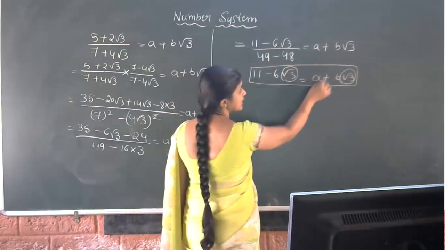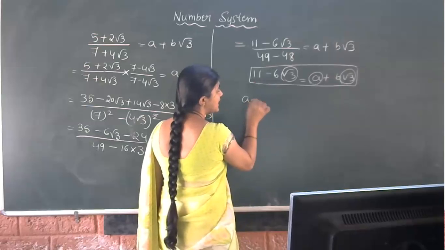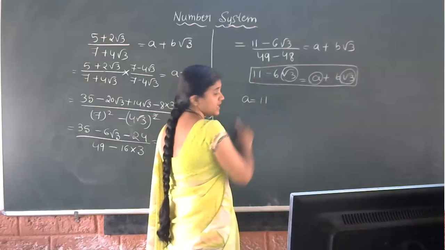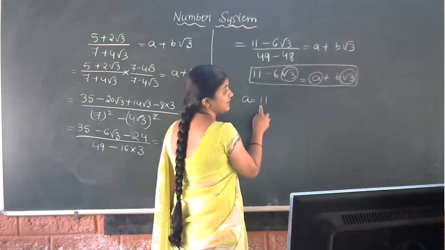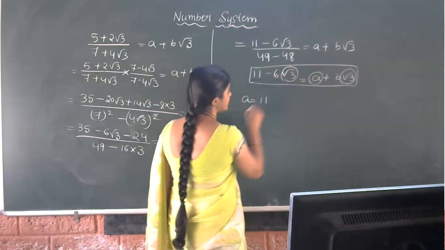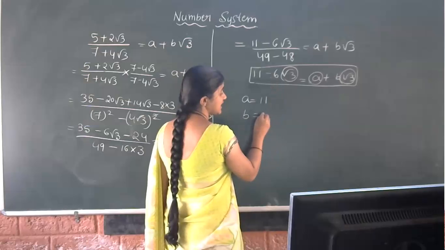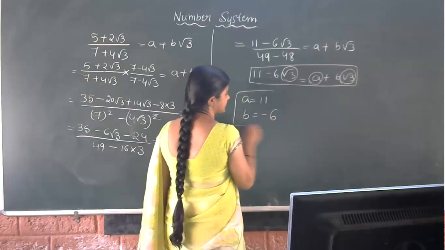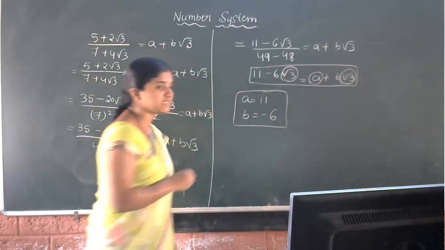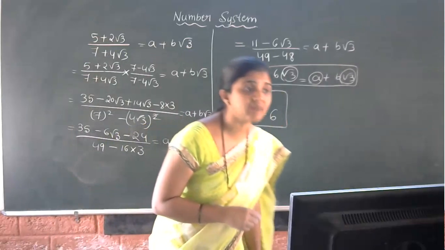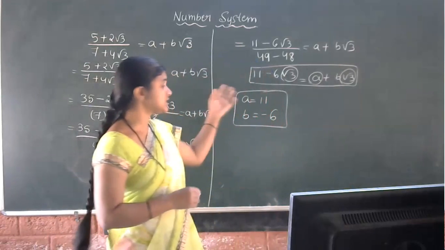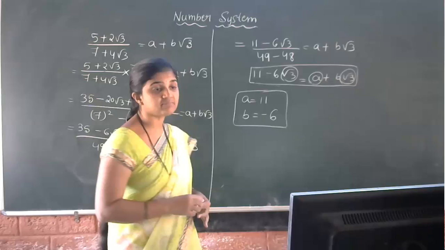Then in place of A, what do you have? In A place 11 is there. So the value of A is 11. And in B place, what is there? Here the plus sign is there, here minus is there. Therefore B is minus 6. So the A value is plus 11 and the B value is minus 6.